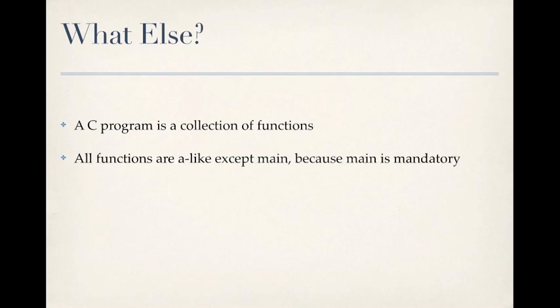Now that was the really hard part. The rest is pretty easy now. A C program is a collection of functions, you know already. So we have a main function, and all other functions are alike, so there is no other special function. This is only main, because main is mandatory, the one function that is called when we start our program. We are not allowed to nest functions.